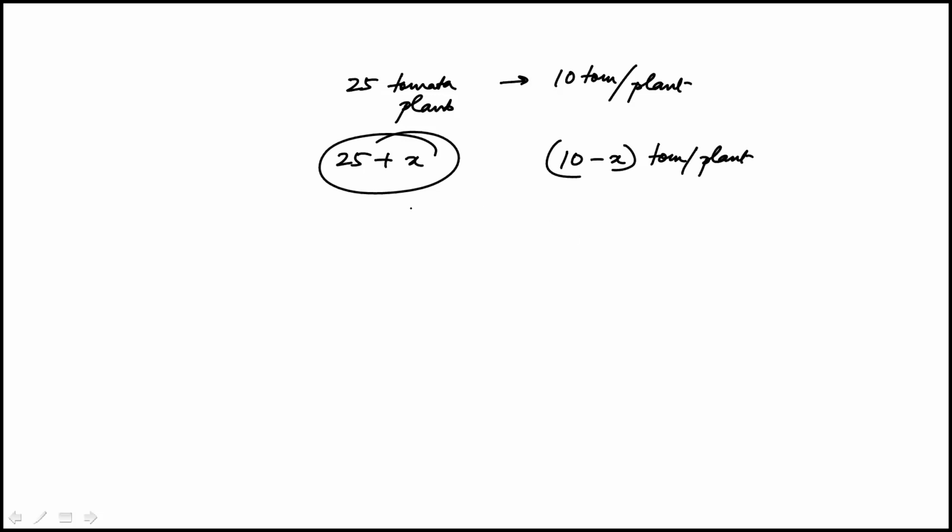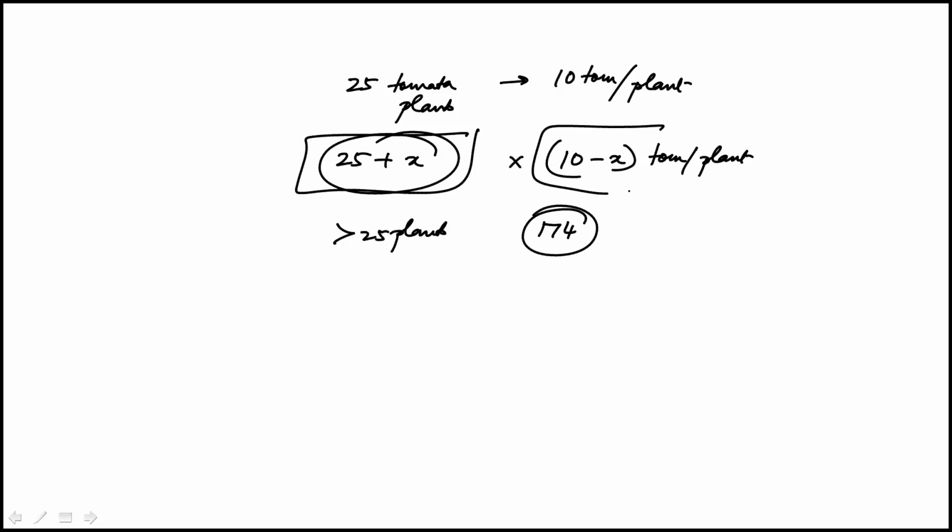We're told that last year the plot contained more than 25 plants, and you'll see the answer choices are all greater than 25. Total yield was 174 tomatoes, which will be the number of plants times the yield, which is the number of tomatoes that each plant produces. So really, this is our equation.